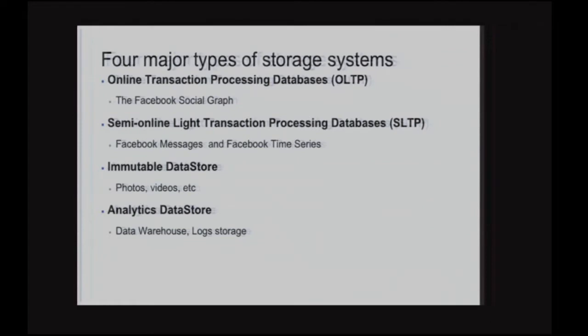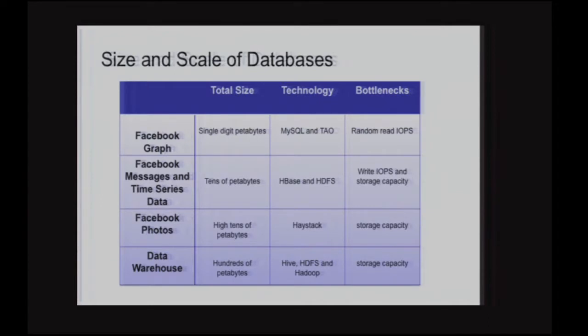People have also asked, why don't you put everything together in one box? So I would like to point out the differences between these four types and why we need four different systems to handle these. On the left side, I have listed all the four types of storage or database systems we have. And each column talks about the size and the resources that it needs to make that system efficient.